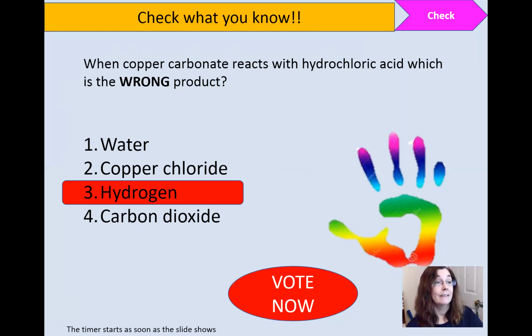It is hydrogen. Hydrogen's the wrong product. So copper carbonate will give us copper chloride. We'll get carbon dioxide and we'll get water, so we won't get hydrogen. So that's the wrong product. Okay, well done.